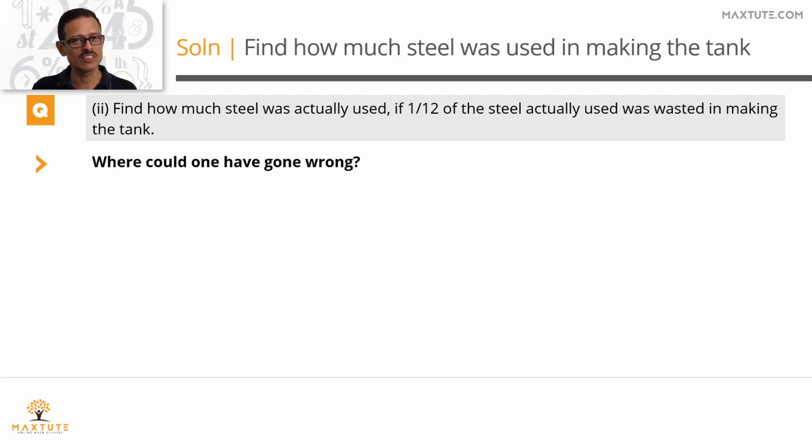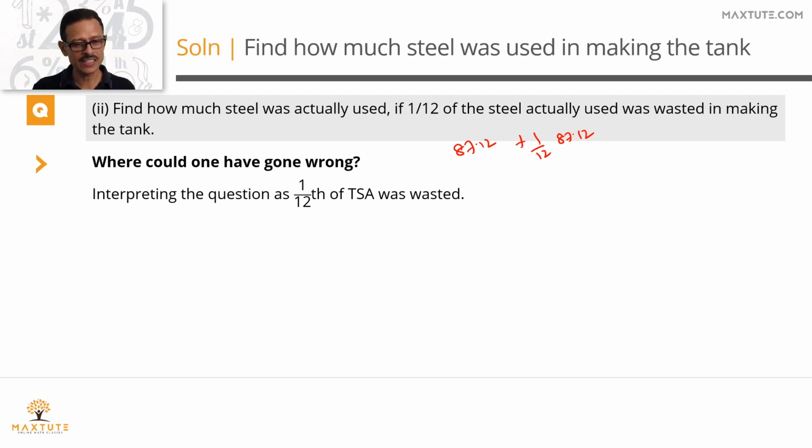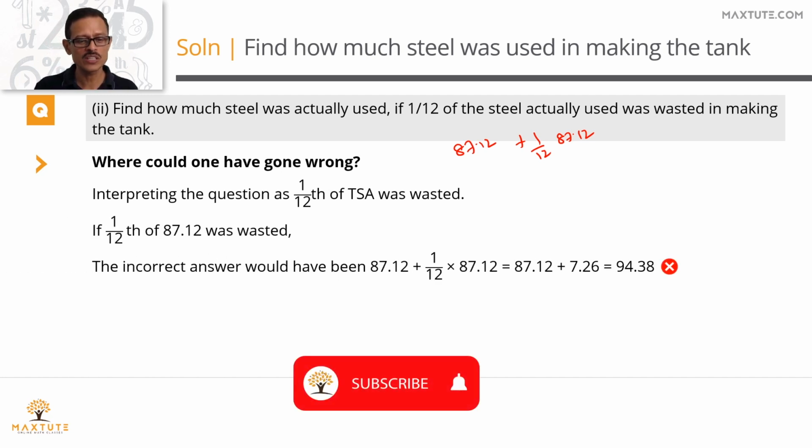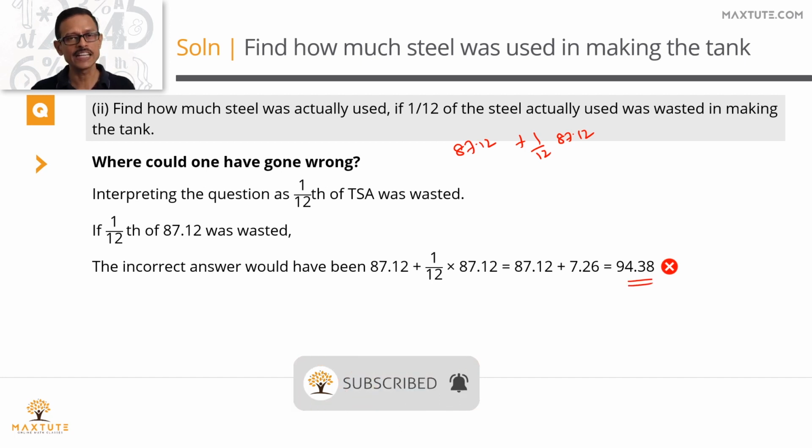I said there's a trap in this question. The trap is that many times when we finally finish this question, we'll say that 1/12 was wasted. What went into making the tank? We'll say 87.12 went into making the tank. We'll think that 1/12 of this 87.12 was wasted. And we would have said that 1/12 of the total surface area was wasted. So how much steel should have actually been used? 87.12 plus 1/12 of the wastage, which will give us an answer which is 94.38.